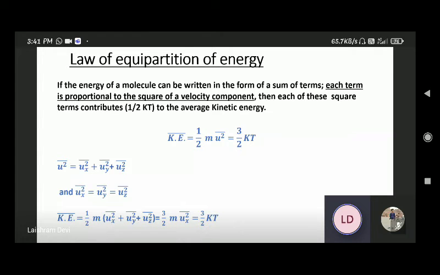ठीक है, I repeat once again, if we write the expression of energy of a molecule in terms of a sum of various terms, but if the terms consist of the square of some terms which is proportional to the velocity, or which is exactly the square of the velocity, we can say that each term in the sum will contribute 1/2 kT to the average kinetic energy of the molecule.